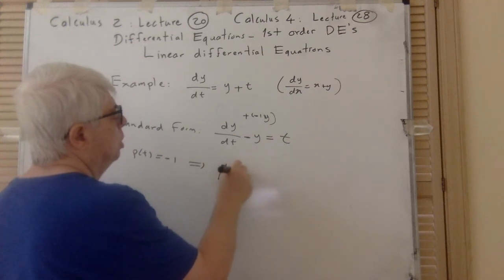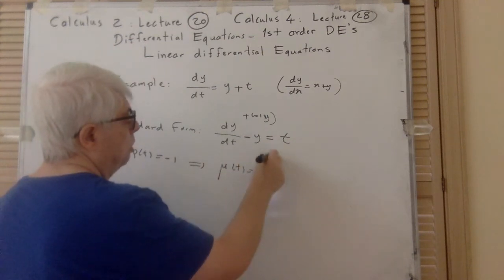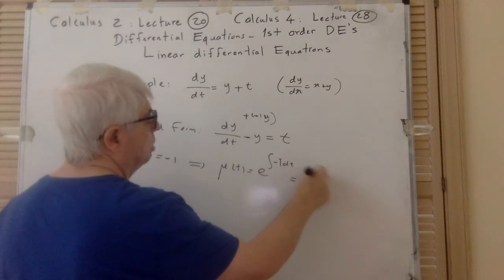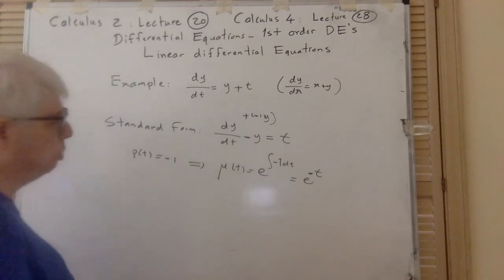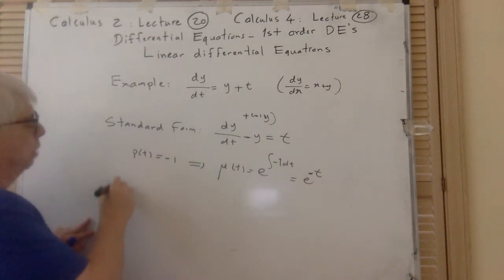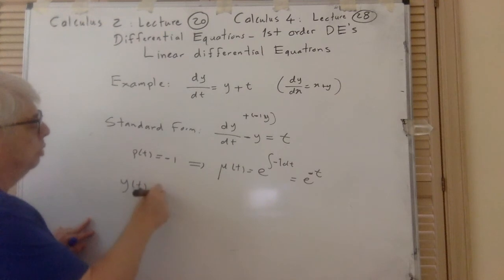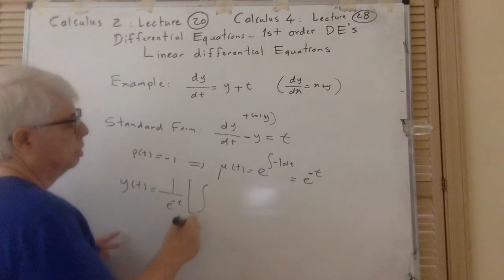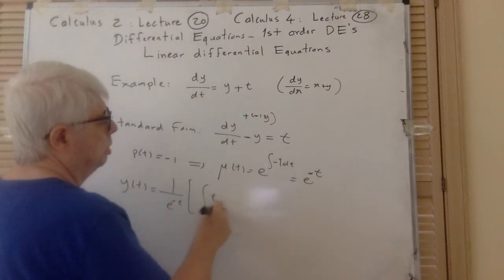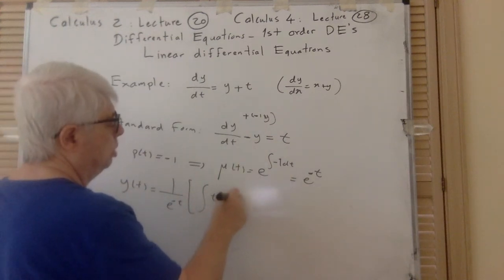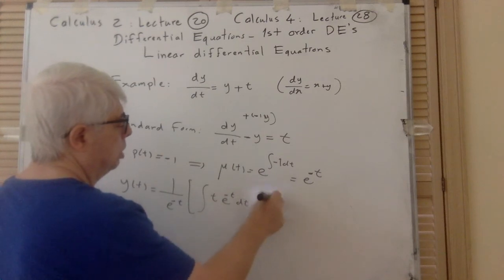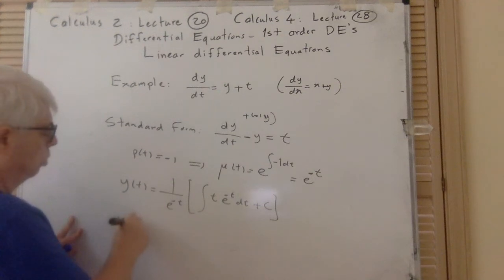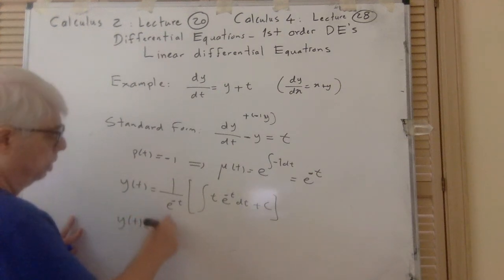And that gives me mu of t is e to the power integral minus 1 dt, so that's e to the power minus t. So y of t will be 1 over e to the power minus t times the integral. The right hand side is t e to the power minus t dt plus a constant. This e to the power minus t can go up there. y of t is e to the power t.